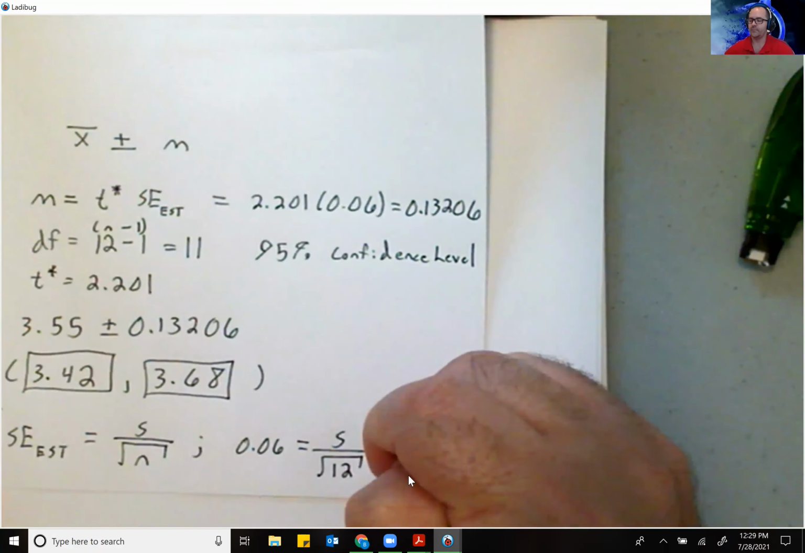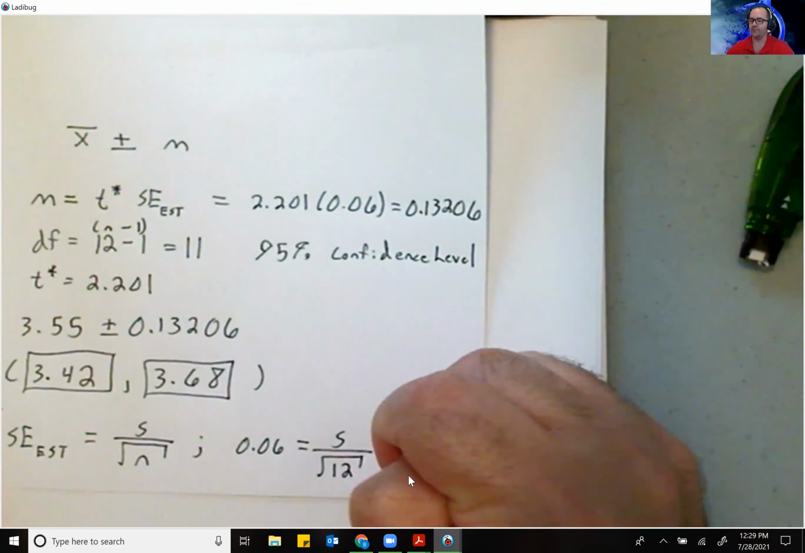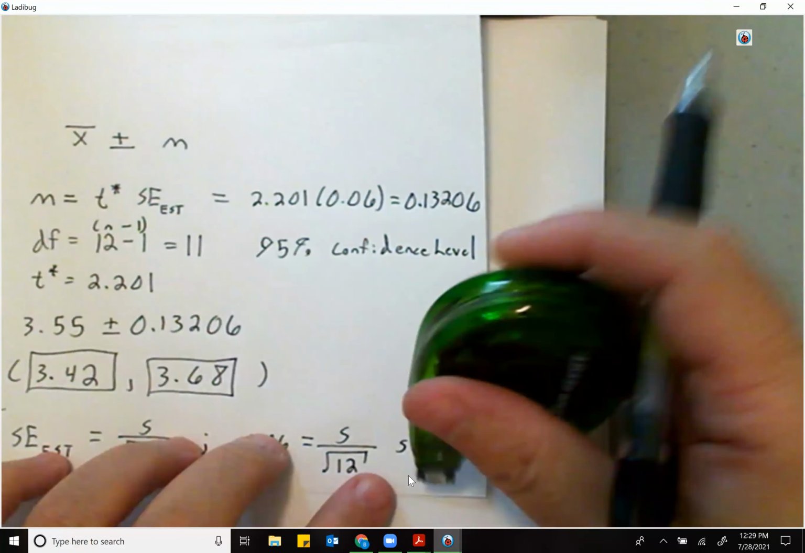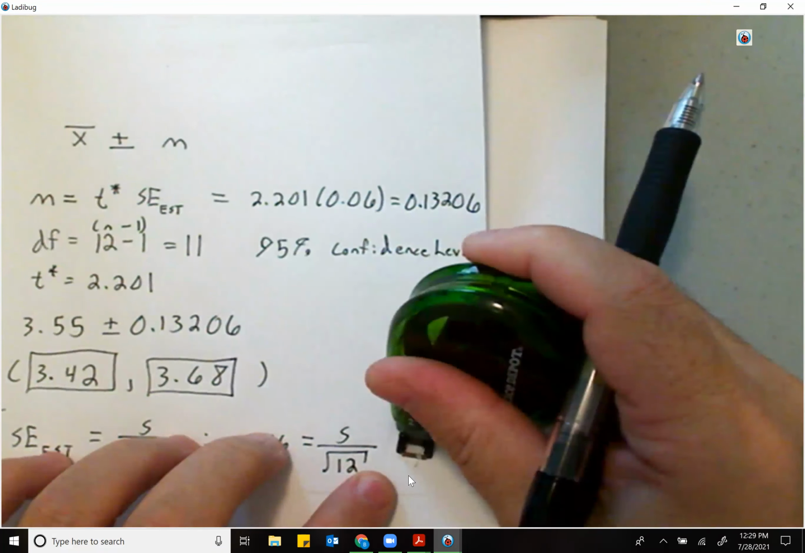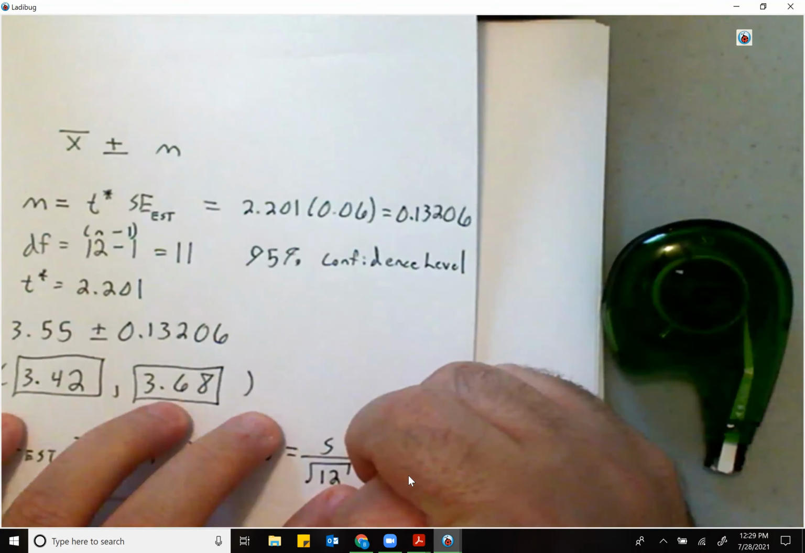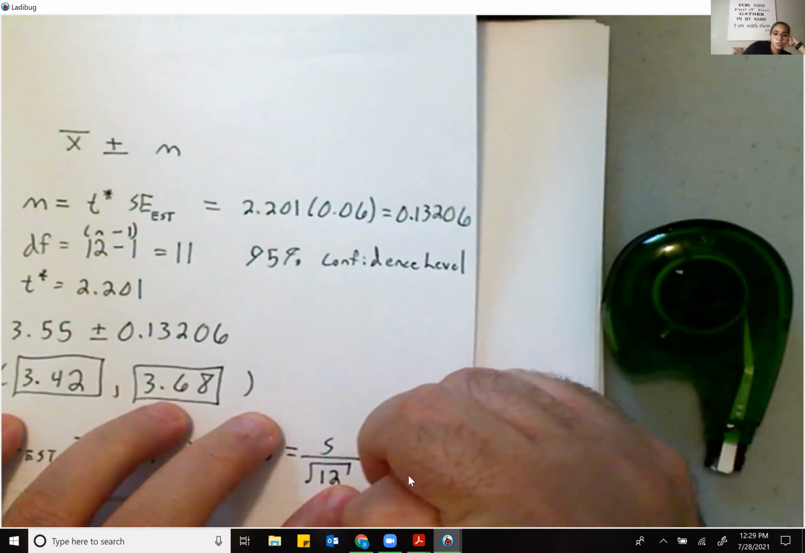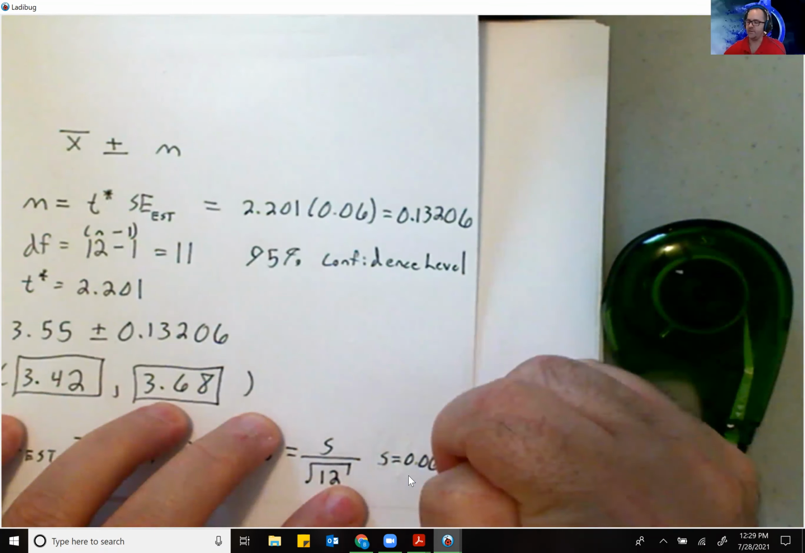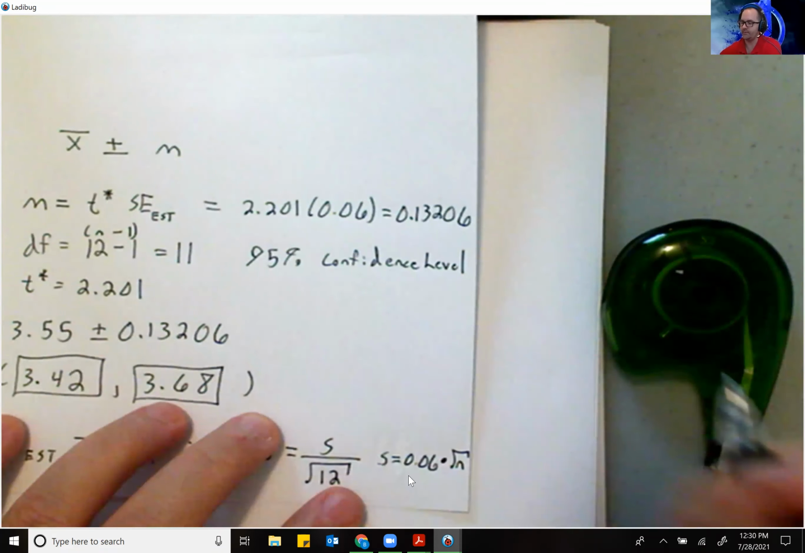So s is equal to whatever these two things are multiplied together. It's really long, but it's like 0.207846. Wait, what does s stand for? Oh, standard deviation. Oops, that should be a 12, not an n.